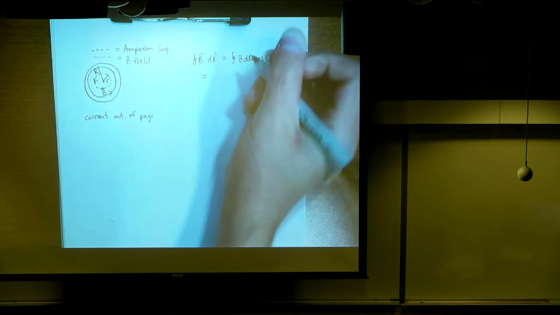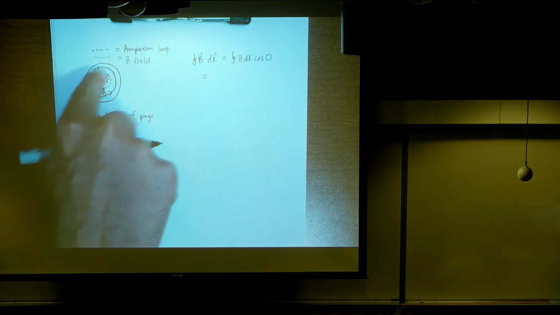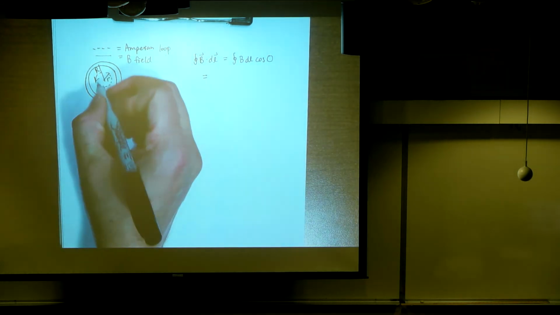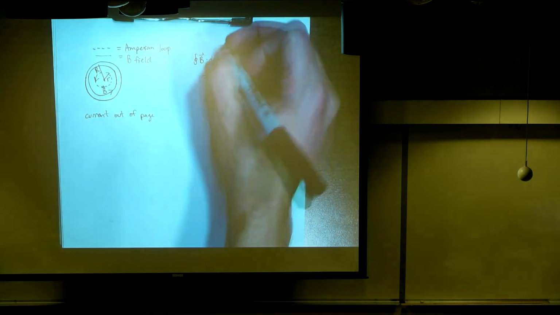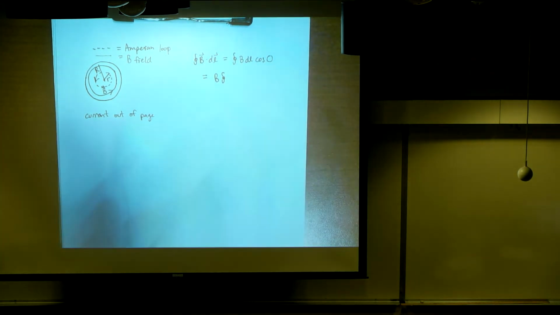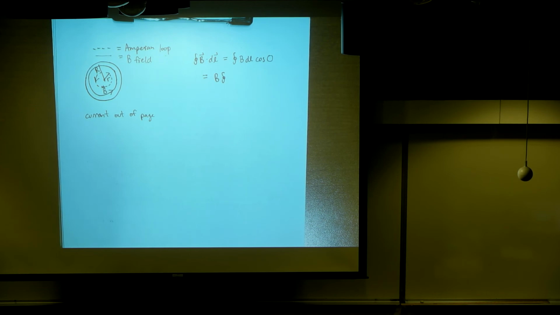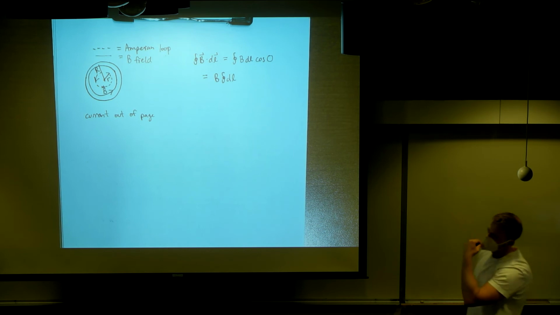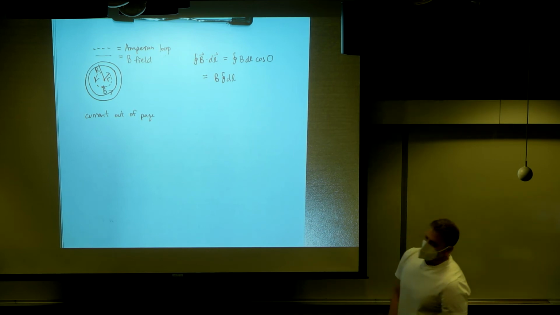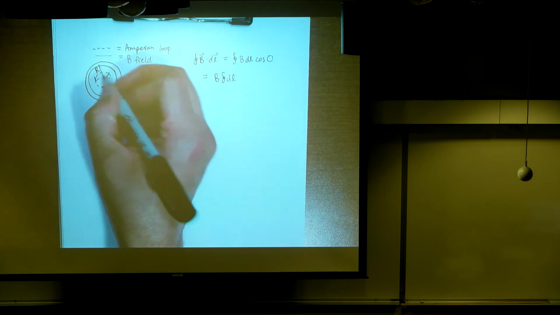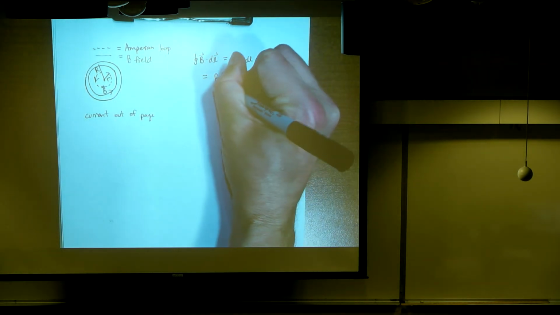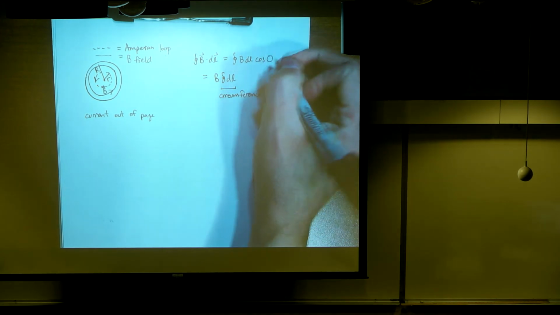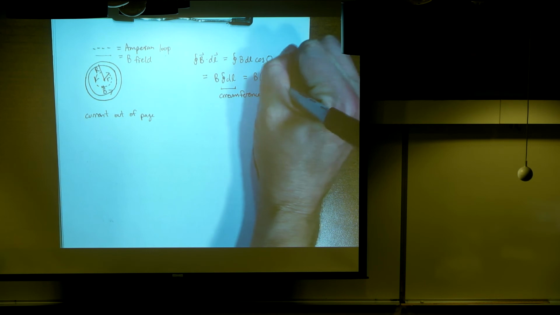Next, B is a constant over my loop. It's only a function of distance from the center. And since we're staying the same distance from the center all over the loop, B is a constant as far as we're concerned. Pull it out, and then we have our integral over dl. Now, what does that work out to? That's just 2 pi r, right? If we integrate over the entire distance around the loop, that's our circumference. So this is B times 2 pi r.